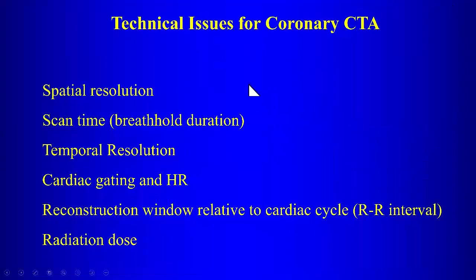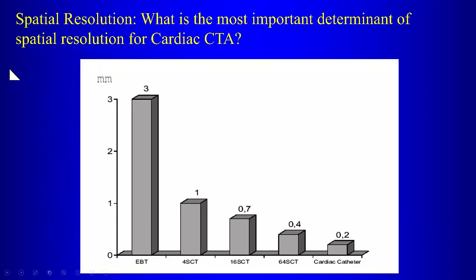What do you have to know to be able to do this? So these are the issues that we'll talk about as we go through this. Spatial resolution. First, we're looking at very small vessels. So what kind of spatial resolution do we have? Electron beam CT, which was first used also for coronary arteries, has a spatial resolution of 3 millimeters. And then as we get to 64 slice CT, we get down on the order of 0.6 and 0.4. Cardiac cath still has the best spatial resolution, 0.2. So cardiac CT still does not approach the spatial resolution of cardiac cath.